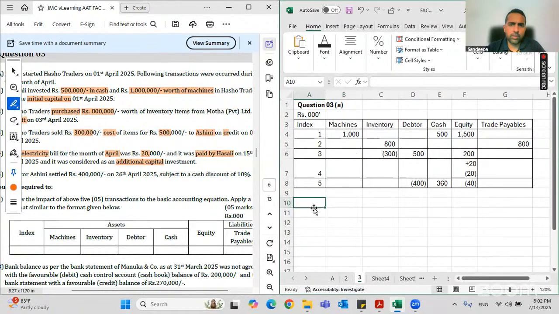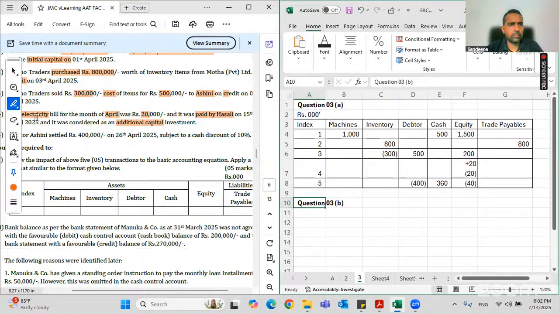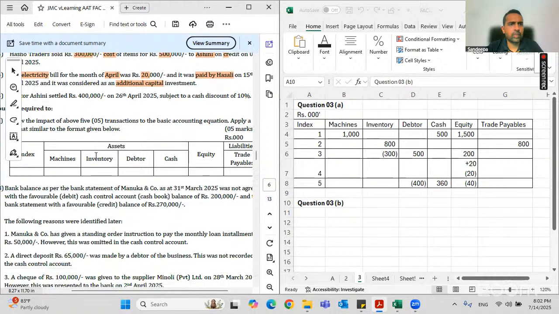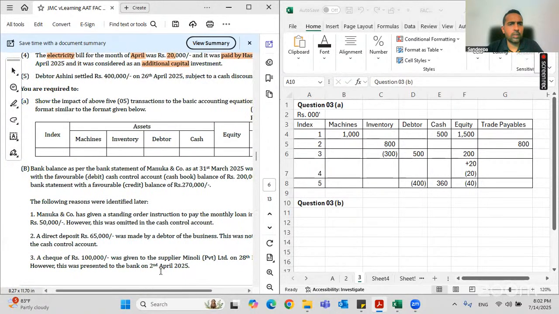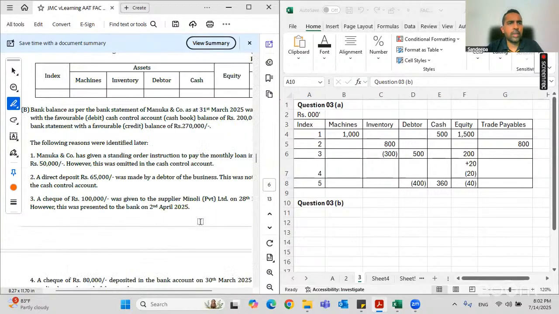Right. Okay. Then we look at the next one, Lamai. Question number 3, part B. Right, look at part B. Under part B, Lamai, you are supposed to prepare the adjusted cash control account and the bank rec. We'll read from the beginning.